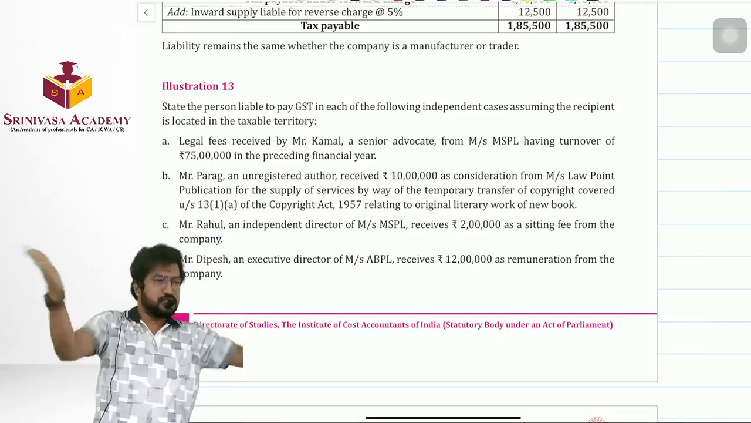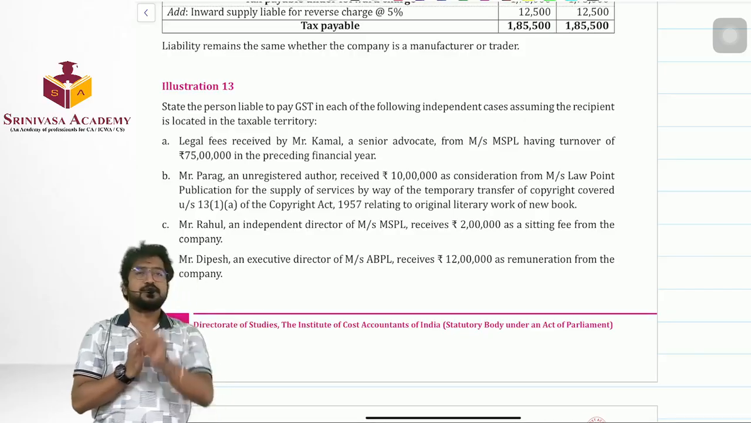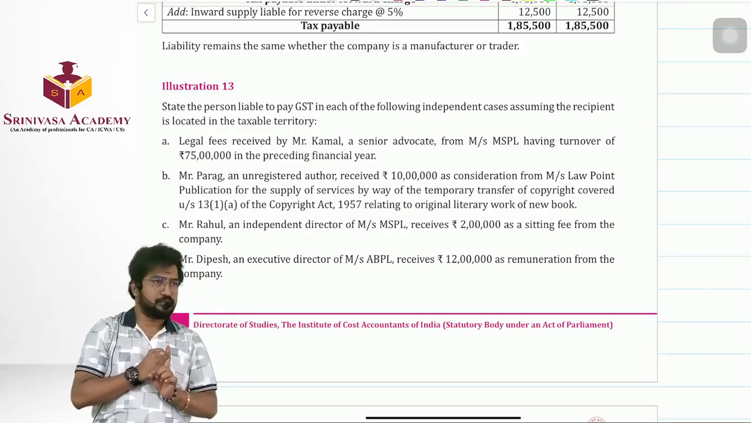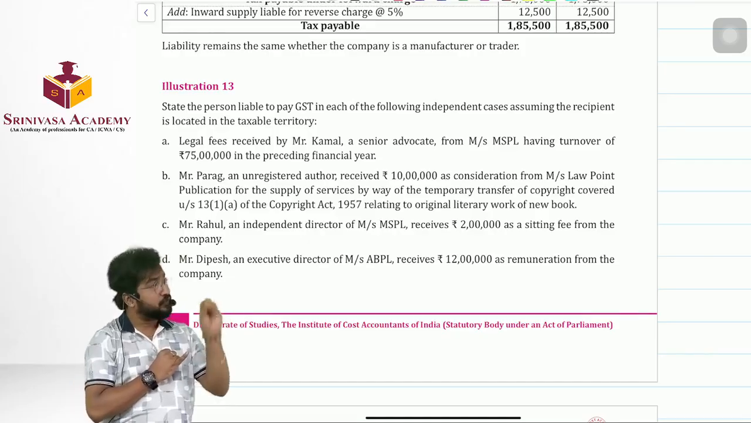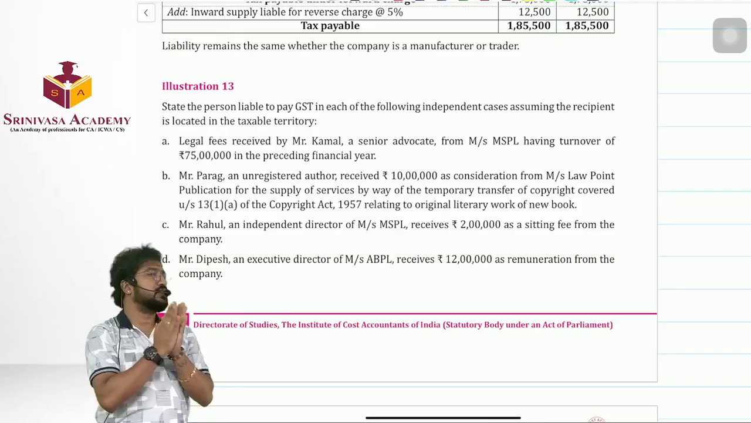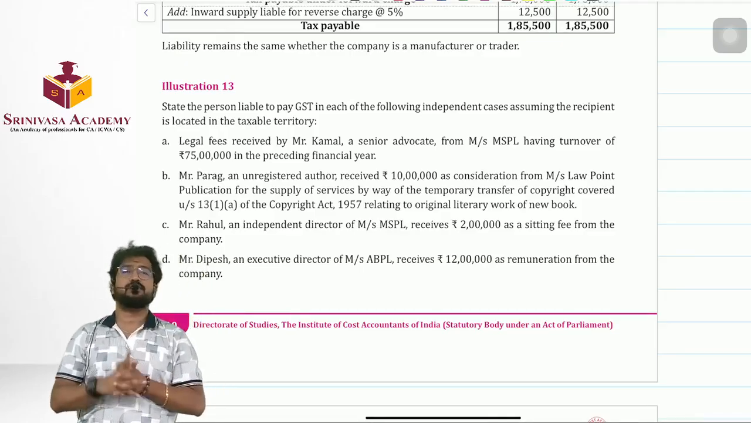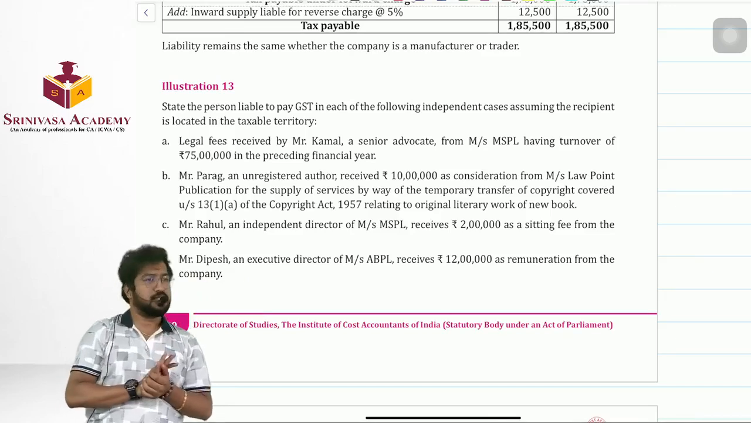Forget your books. Just focus on me. Listen, everyone. First thing. Section 7 talks about supply. Section 7 subsection 1 talks about supply. Now listen carefully, everyone. Why we should read supply concept? Because supply is the taxable event under GST.